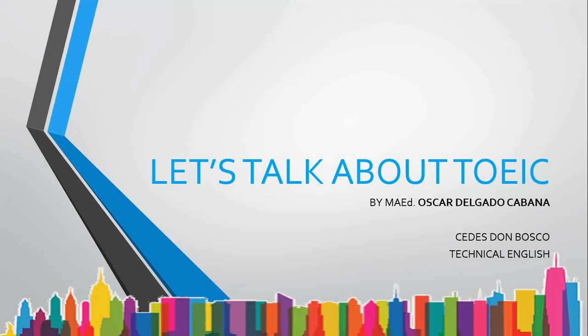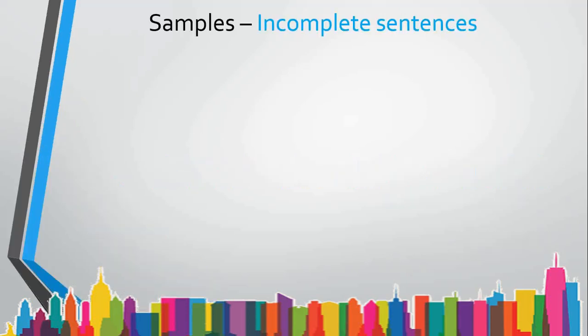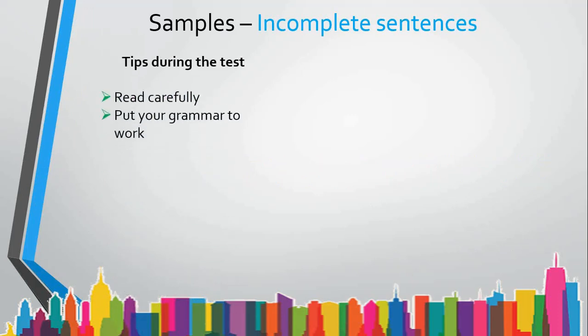Alright, welcome to the reading section. For this section, we have first of all incomplete sentences. Some tips for this part are: read carefully, put your grammar to work. Oh, yes, you have to use your grammar a lot. Also, find keywords for context.